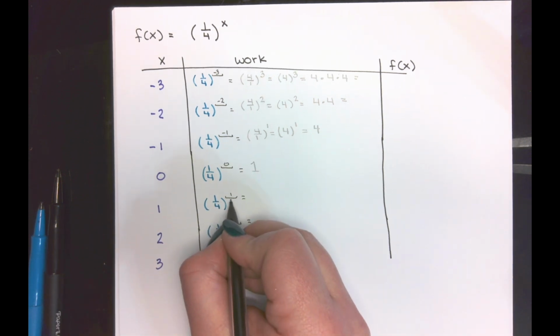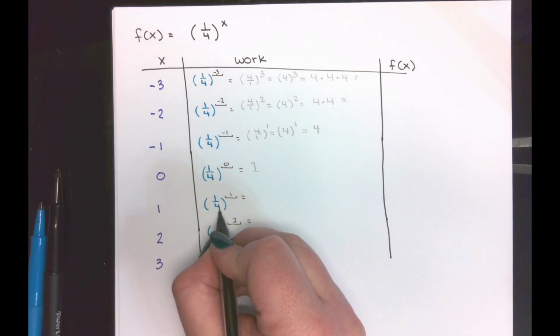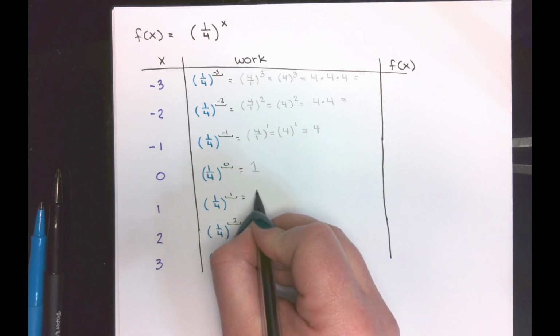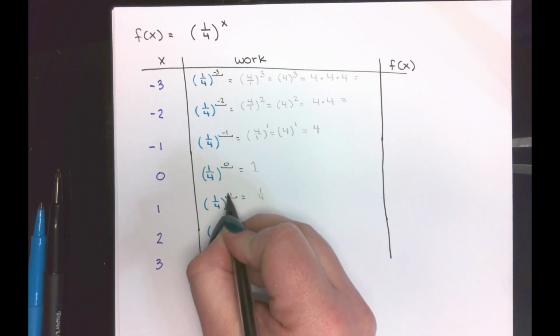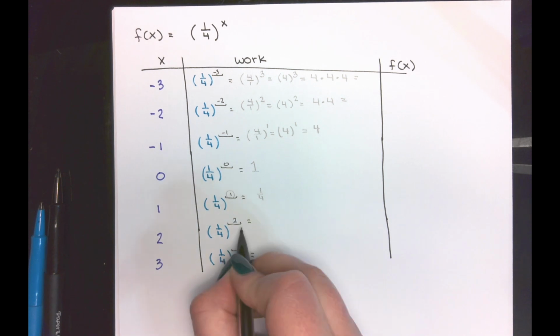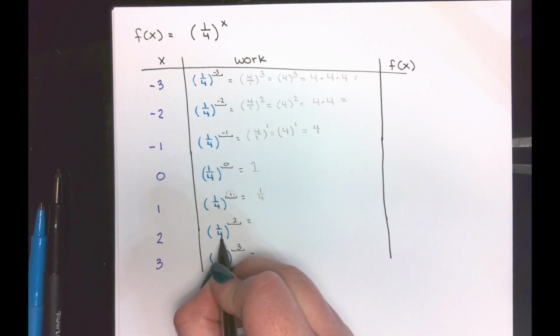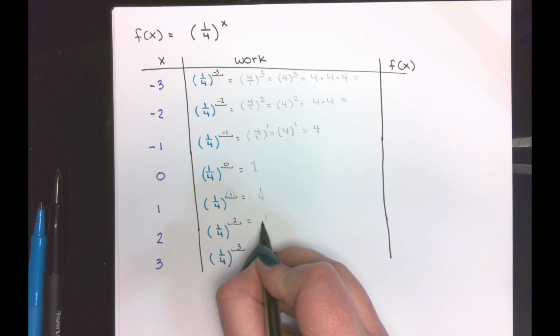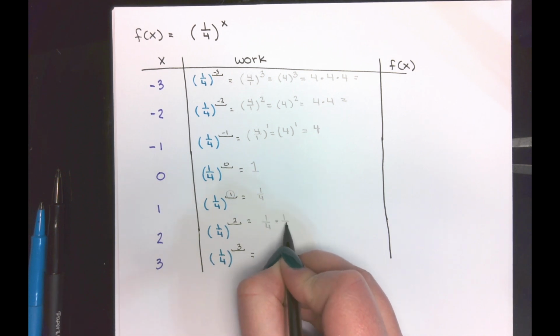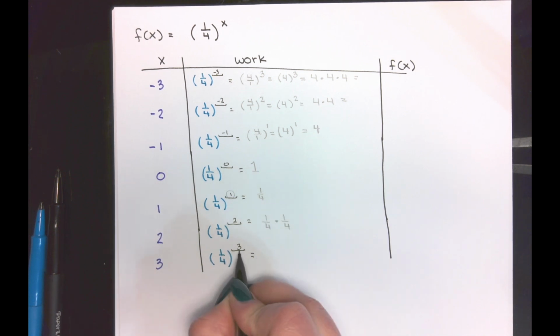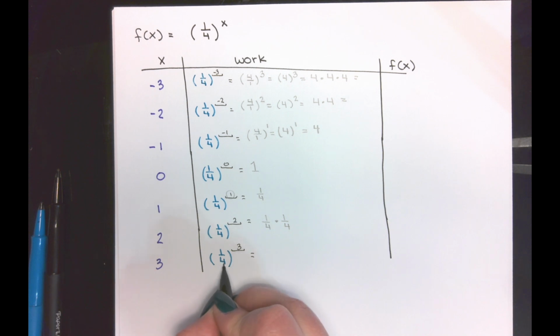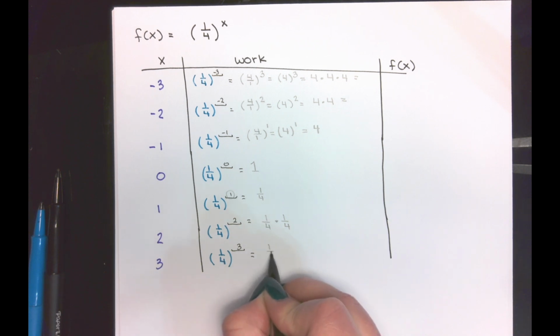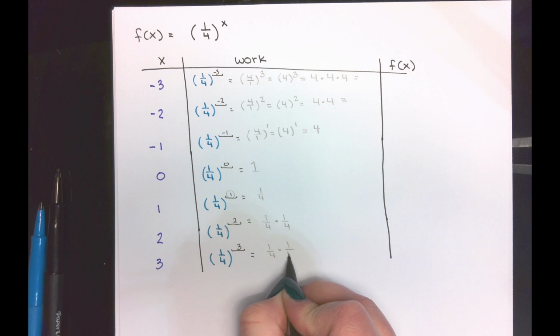Is the exponent negative? No. Do I flip the base? No. So I'm going to write my base how many times? Once. Is the exponent negative? No. Do I flip the base? No. How many times am I writing my base? Twice. Is the exponent negative? No. Do I flip the base? No. How many times am I writing my base? 3 times. 1, 2, 3.